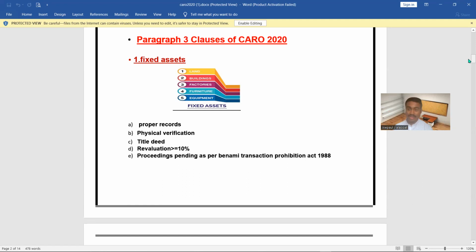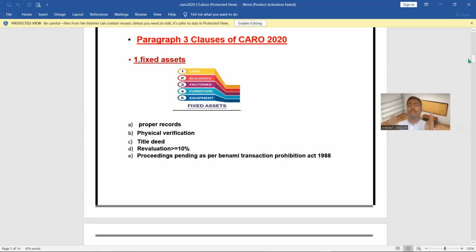Fixed assets. In fixed assets, you have to see whether the following 5 points are there or not. You have to see whether proper records are maintained for fixed assets. Then you have to see whether physical verification is conducted properly. Then you have to see whether there are proper title deeds with respect to the fixed assets. Then you have to see whether there is any revaluation conducted at periodic intervals, and if there is any variation which is about 10%, you have to report.